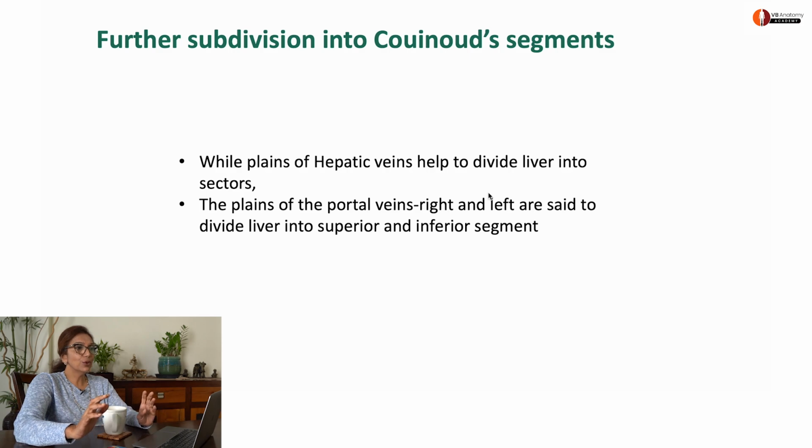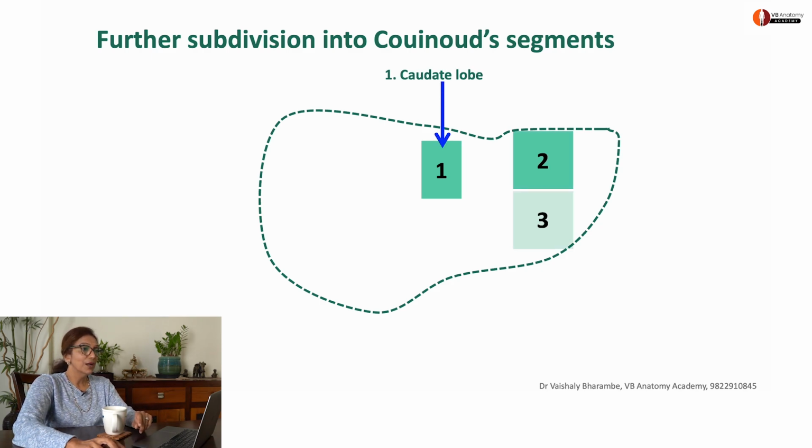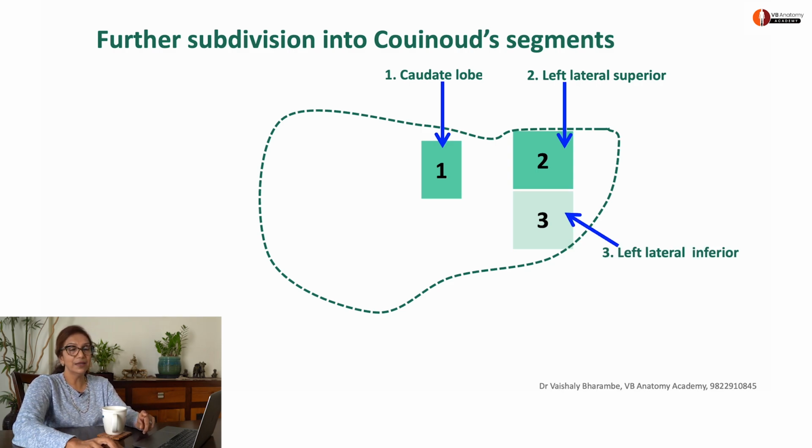So understand that your Couinaud segments are decided by the presence of hepatic veins, which vertically divide the liver, and portal veins, which help to divide the liver into superior and inferior segments. That's the grid created by these two structures. So now we are looking at the liver. One is going to be the caudate lobe, which almost functions independently.